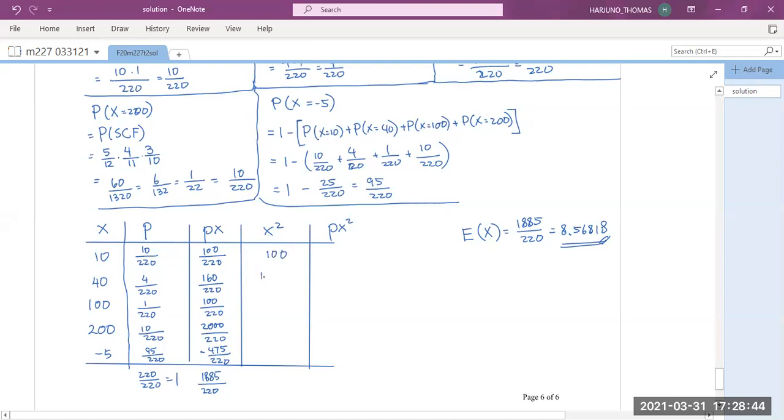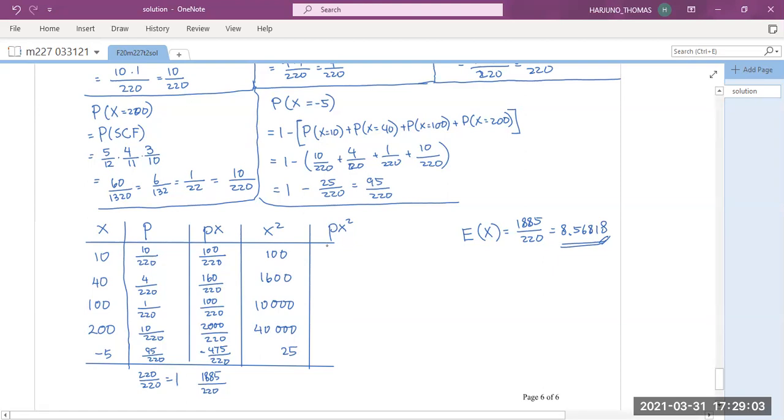This is 1600. 100 squared is 10,000. 200 squared is 40,000. And negative 5 squared is 25. Not negative 25. It's negative 5 being squared is positive 25.